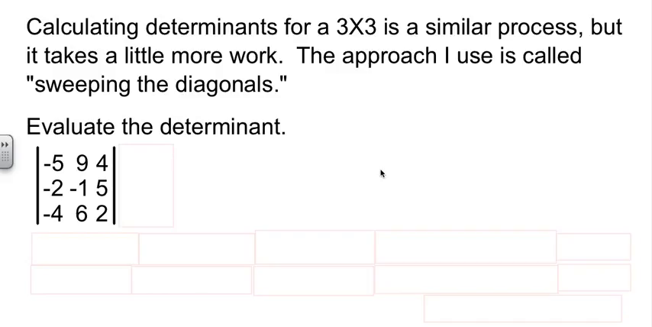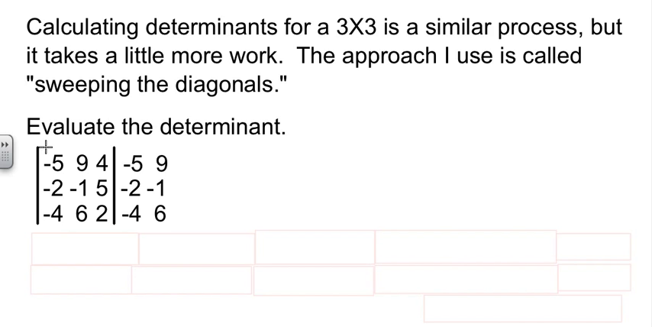All right. And the way that we're going to do this has several different names. I was taught that it's called sweeping the diagonals. The first thing you have to do, and this is really kind of bizarre, but it works perfectly, is you copy the first 2 columns to the outside.